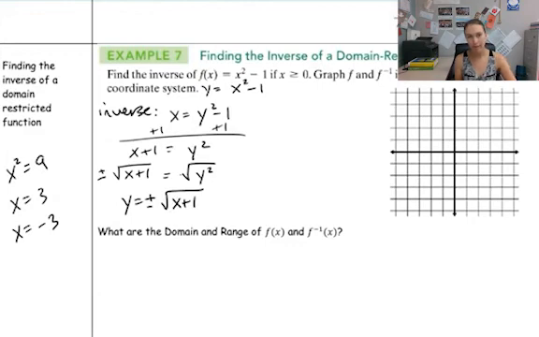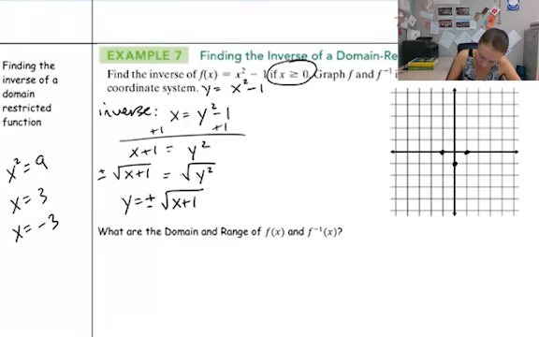Now, the problem with this is I had a domain restriction of my original function. So if I were to graph f of x equals x squared minus 1, so it's like a parabola shifted down 1 unit, and I could graph the entire thing here, 1, 2, 1, 2, 3, 4, so 2, 4, because I'm squaring it.